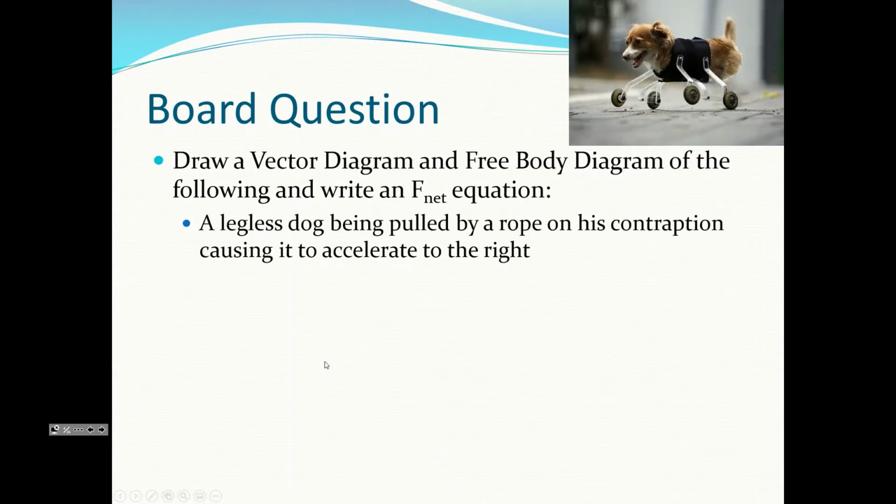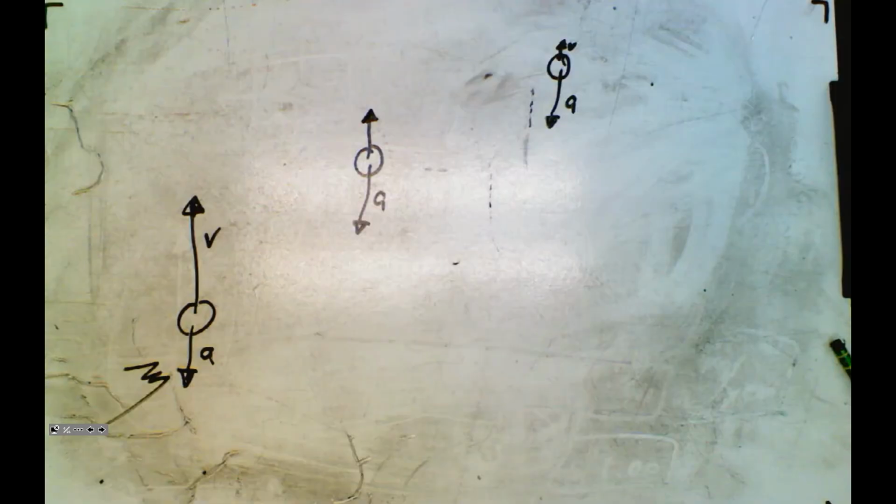A legless dog is being pulled by a rope on his contraption, causing it to accelerate to the right. So we're going to start with a free body diagram and an F-net equation, and then I'm going to add the vector diagram to it afterwards. Try it on your own, do your best, pause the video, see if you can do it, and then we're going to do another one right after. If this one doesn't go well, hopefully the next one does.